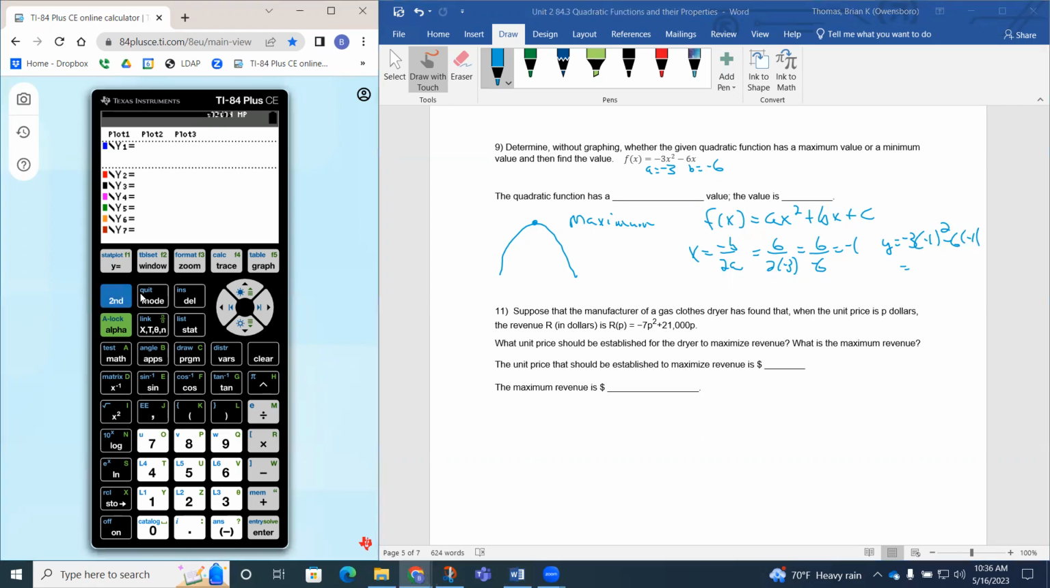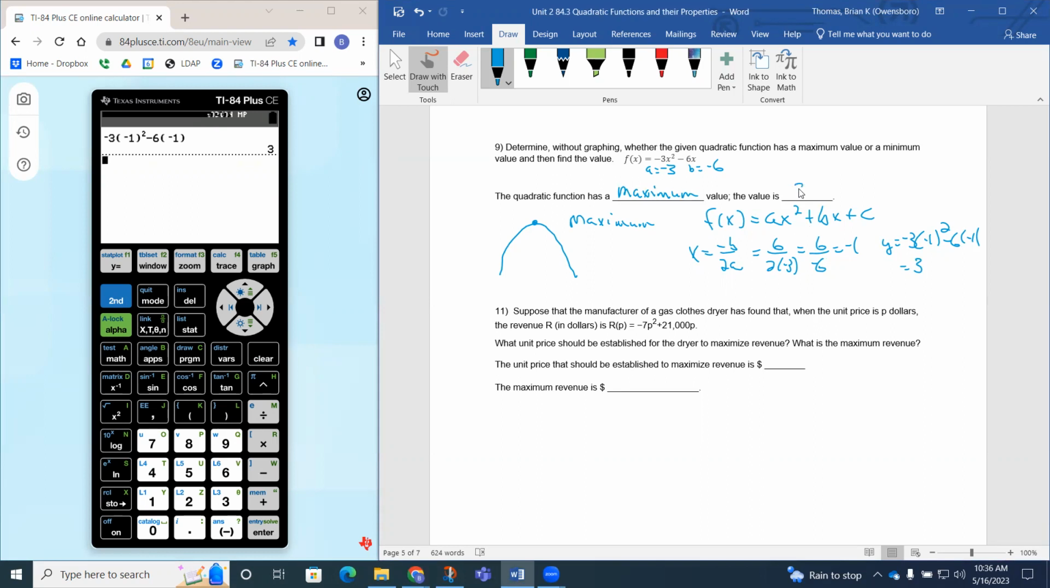So if I clear that off, I have -3 times this -1. Remember, the -1 has got to be put in parentheses since you're squaring it. Minus 6, and then times -1. It doesn't have to be in parentheses if you don't want to. And that gives me a 3. So y would be 3. So the quadratic function does have a maximum value. And that value is a 3.